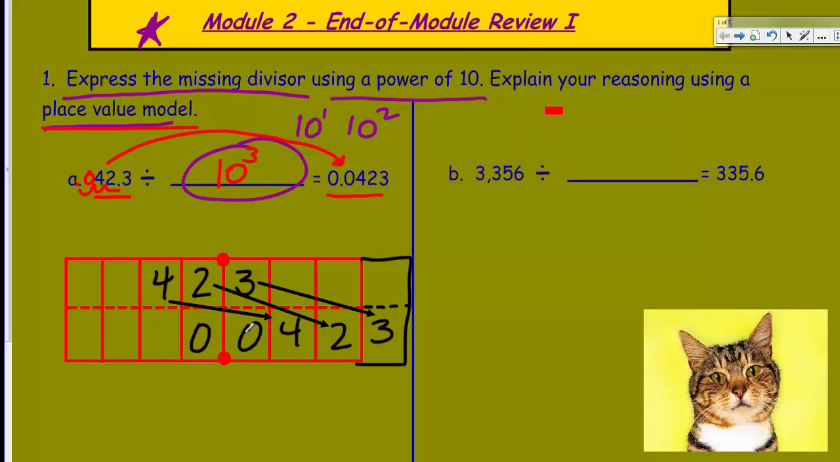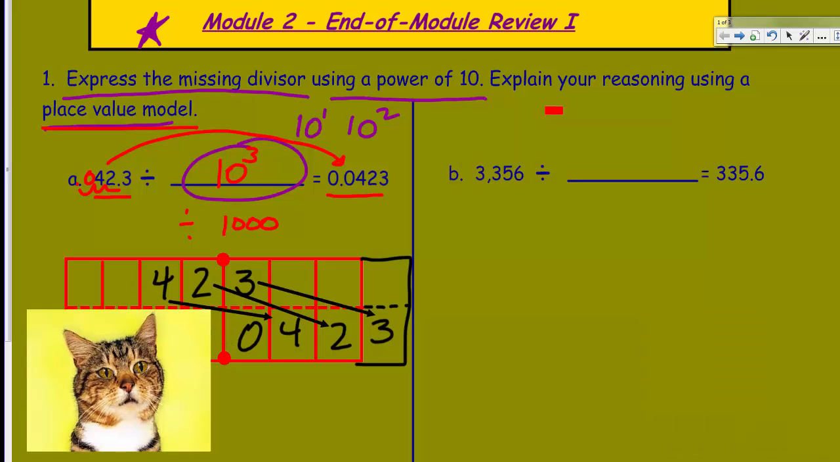They asked us to do that place value model, so we have to show it on here. So that's the reason why I'm showing you that model. Okay, and that's pretty clear. That's 1,000. So it's being divided by 1,000, which is 10 to the third power, and that's what it's asking us to do. I expressed the missing divisor, and now I've explained my reasoning using this place value model.